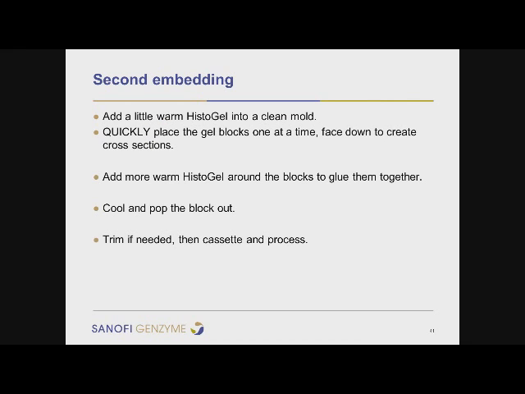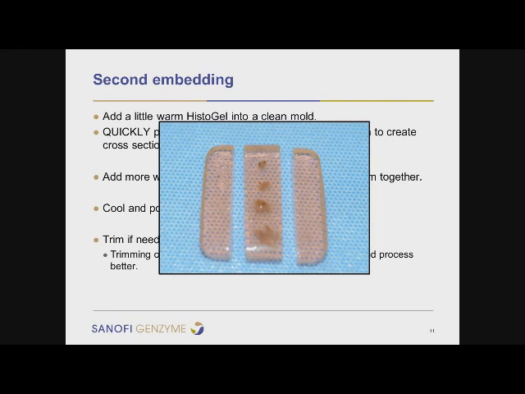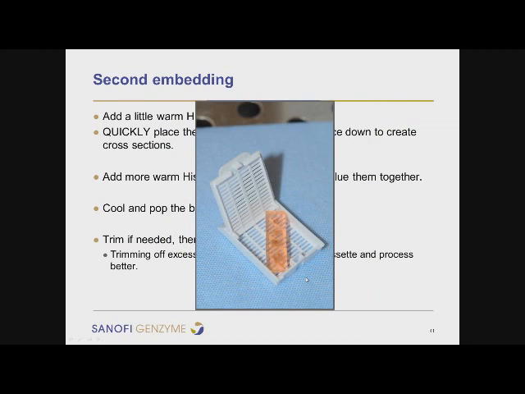Then I'm going to cool and pop the block out and trim them so that they can fit into a cassette for me to process. And here's how I trim them, and usually I'll also add a notch to the top here, and that signifies that that is more toward the rostral end or the nose of the mouse, and the tail end is down here. And this is what it looks like in the cassette.